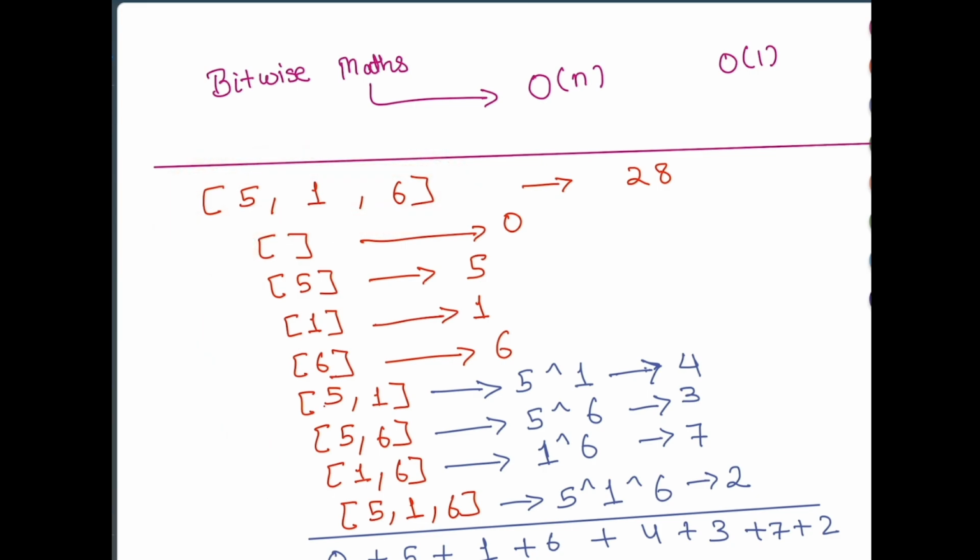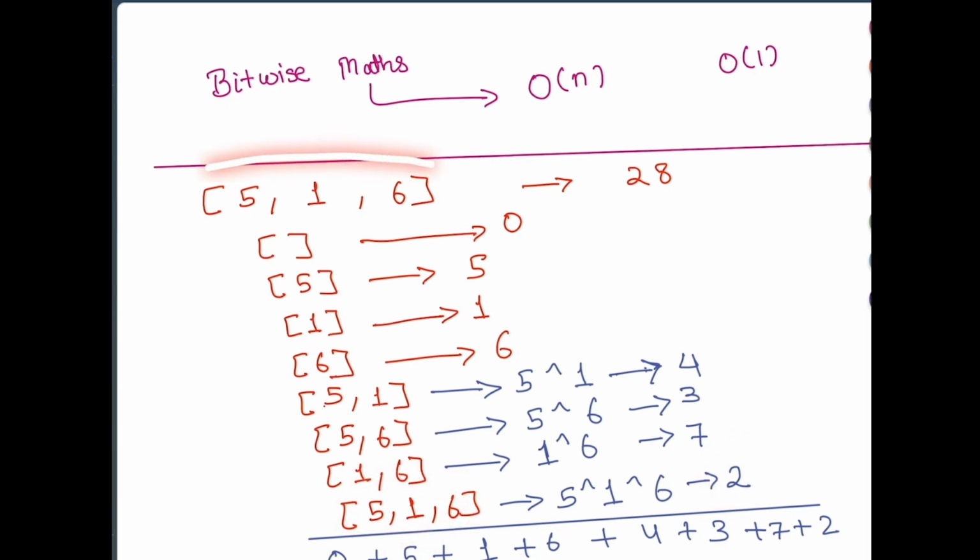For example, if the array is 5, 1 and 6, then the subsets which are possible for this array are an empty array, an array with element 5, an array with element 1, 6, then 5 comma 1, 5 comma 6, 1 comma 6 and 5 comma 1 comma 6. So these are all the subsets which are possible for your given array, and for each of the subset you need to find its XOR total. XOR total means you need to take the bitwise XOR of all these elements, and that is going to be your XOR total for that particular subset.